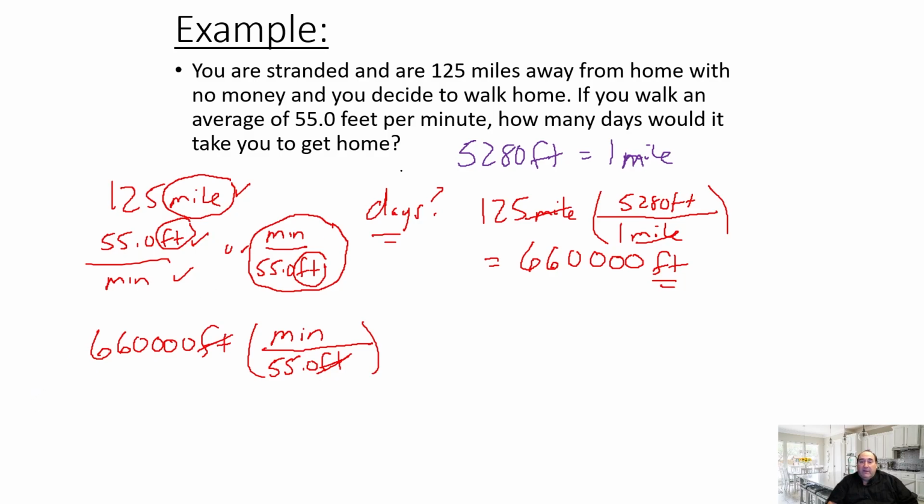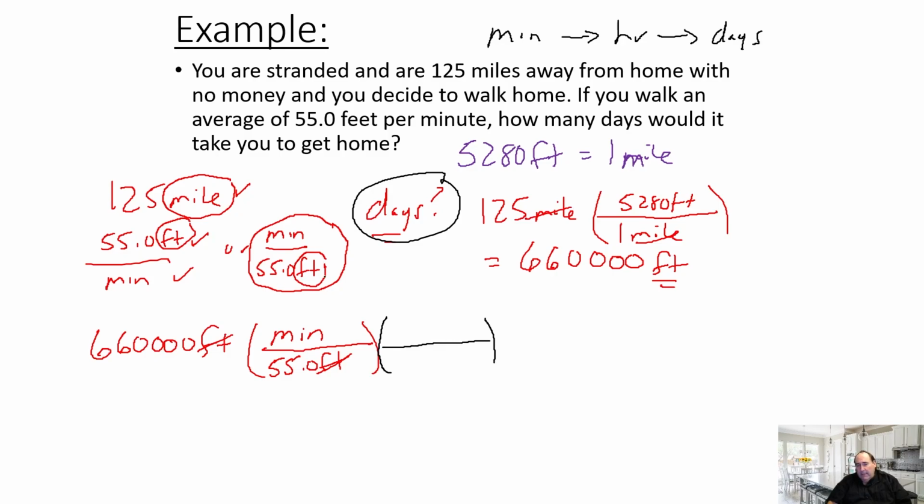And that's good because eventually I want to get to days. So now that I have it in minutes, I could go minutes to hours to days as my pathway. Again, we can see minutes are on top, so we want to get rid of minutes. There are 60 minutes in 1 hour. If I stop right at this moment, minutes will cancel, and the only unit left is hours, which are up on top. That's close to where I want to end up, but I've got to go one more step.